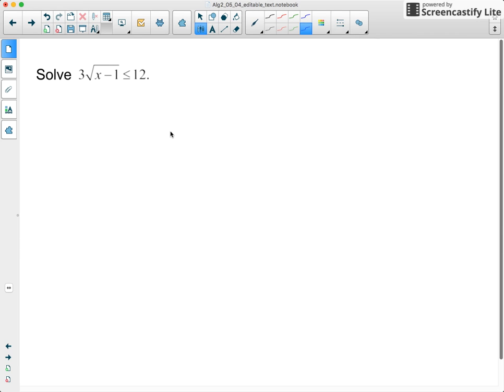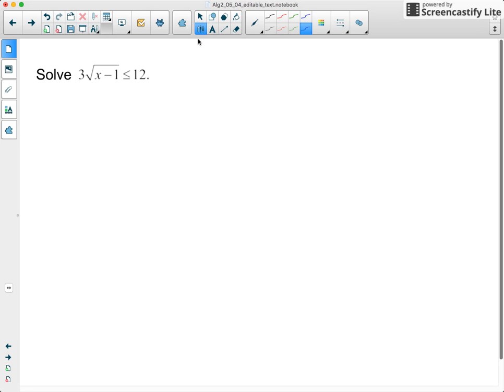Okay, the last topic in this section is solving radical inequalities. So, for the most part, the method is going to be very similar to solving the equation. It's just interpreting the results that will be a little bit different. So, in this problem, 3 times the square root of x minus 1 is less than or equal to 12. We'd solve that very much like it was an equation.